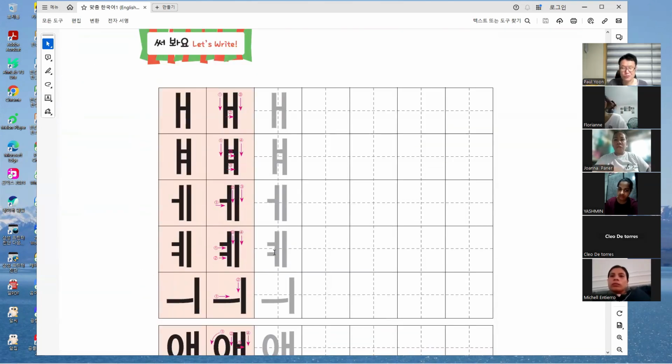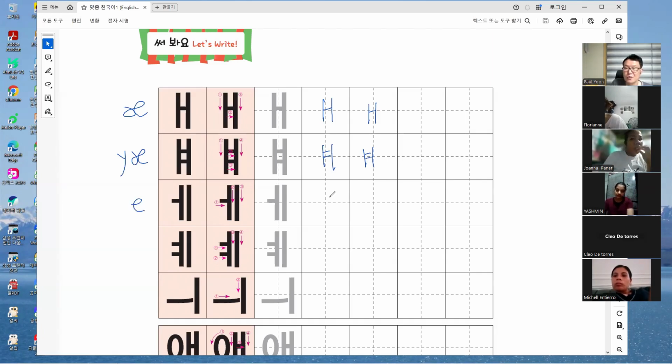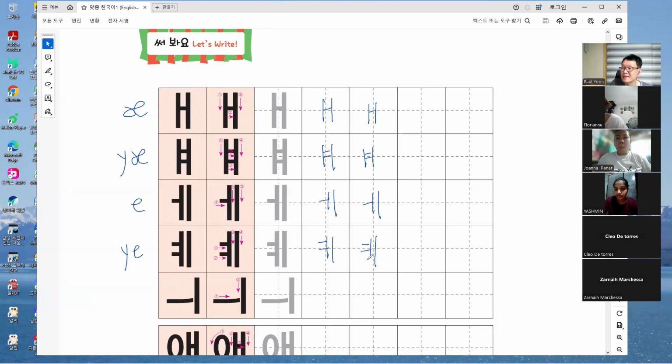Let's practice how to write this one. A. Right? One, two, three. A. How about this? Yeah. Right? One, two, three, four. Yeah. This one? A. One, two, three. And this one? Yeah. One, two, three, four. This one? 의, right? One, two, 의. Good.